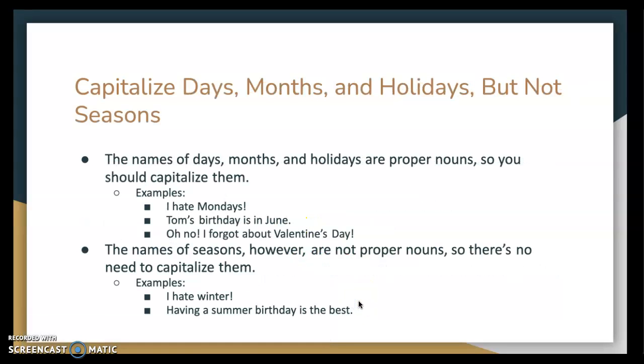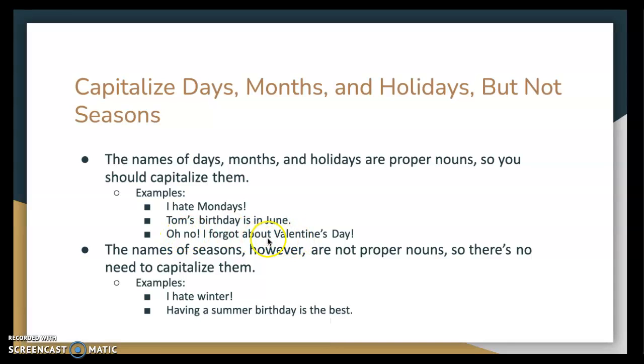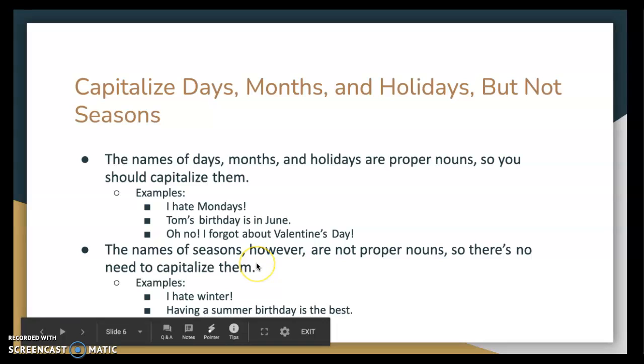Capitalize days, months, and holidays, but not seasons. The names of days, months, and holidays are proper nouns, so you should capitalize them. Example: I hate Mondays. Capitalize that M in Mondays. Tom's birthday is in June. Capitalize that J. And oh no, I forgot about Valentine's Day. Capitalize that V and D. The names of seasons, however, are not proper nouns, so there's no need to capitalize them. I hate winter. No need to capitalize that.